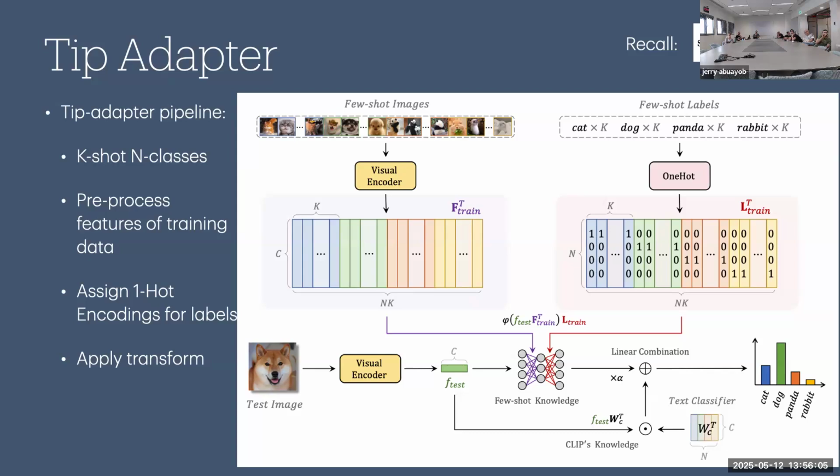And at inference time, since it needs no training whatsoever, we just need to talk about the inference. We get a test image, we push it to the same visual encoder, and we get a feature, right?